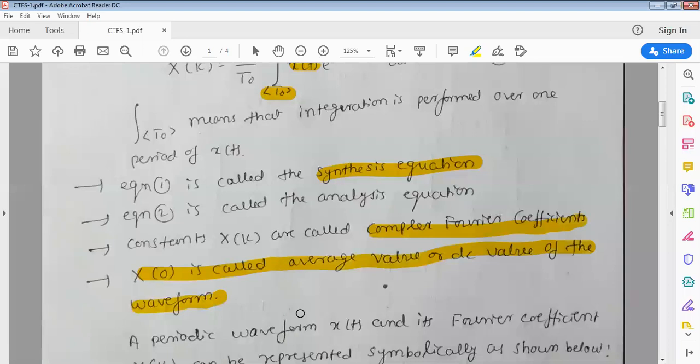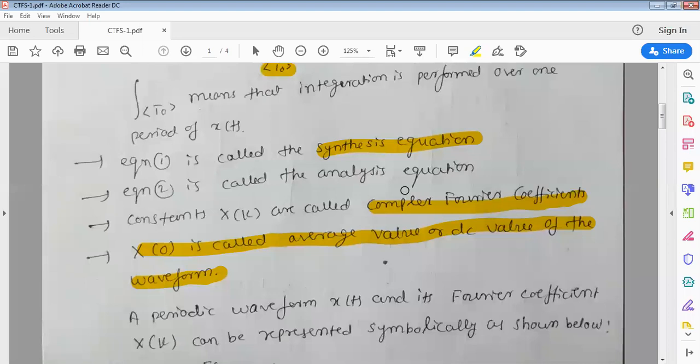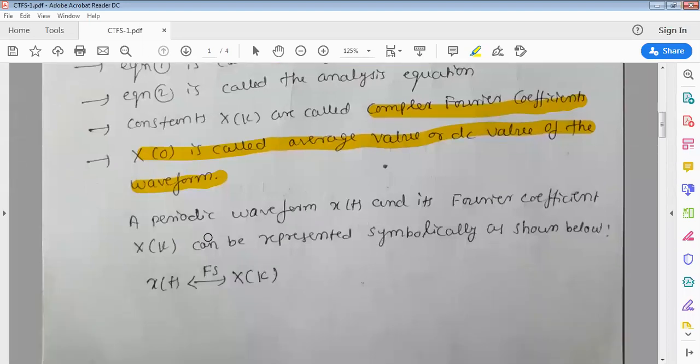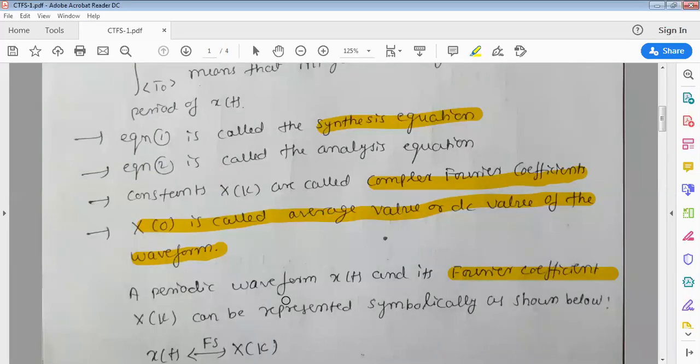For some signals, the average will be 0. For some signals, the average will be a finite quantity. So x of 0 always represents the DC value of the given signal. Just like the Z transform, where x of n transforms to x of z, similarly here x of t is your input signal in the time domain. When I apply the Fourier series to x of t, it becomes x of k. So x of k represents the Fourier coefficients, which can be used to represent x of t from the synthesis equation.